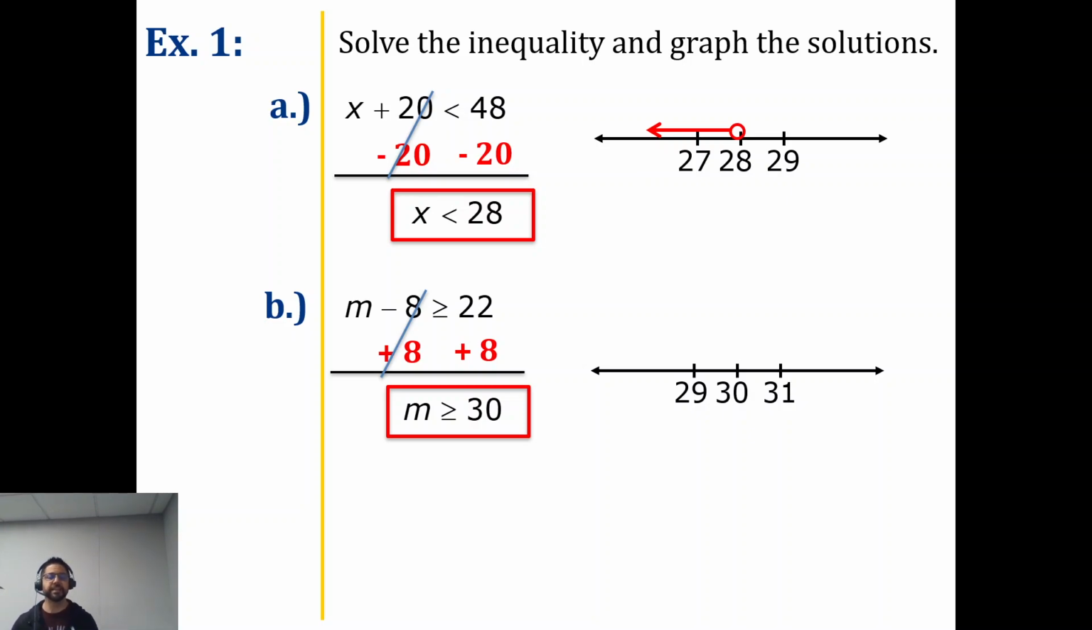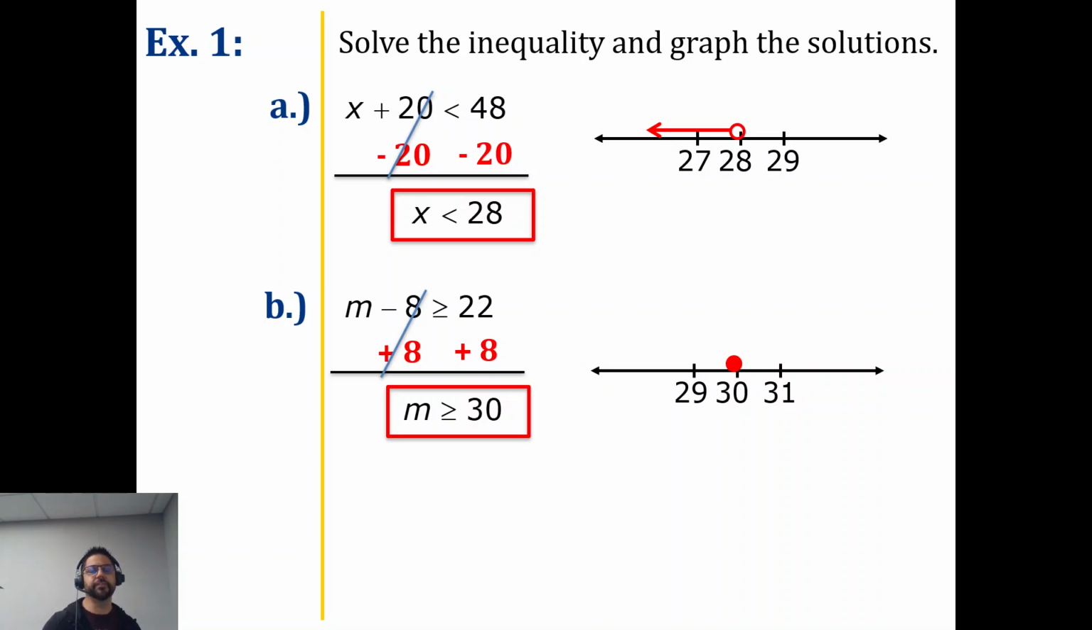Now this time it does have the equal part, so we are going to include the concept of a filled or closed dot. That again means that our solution does include the 30. So it doesn't just really get close to it like it did on the previous one. On the previous one, it gets really, really close to 28, but does not include 28. Where on this one, it gets really, really close to 30, and it does include 30 because it has a closed dot, because it has the equal part.